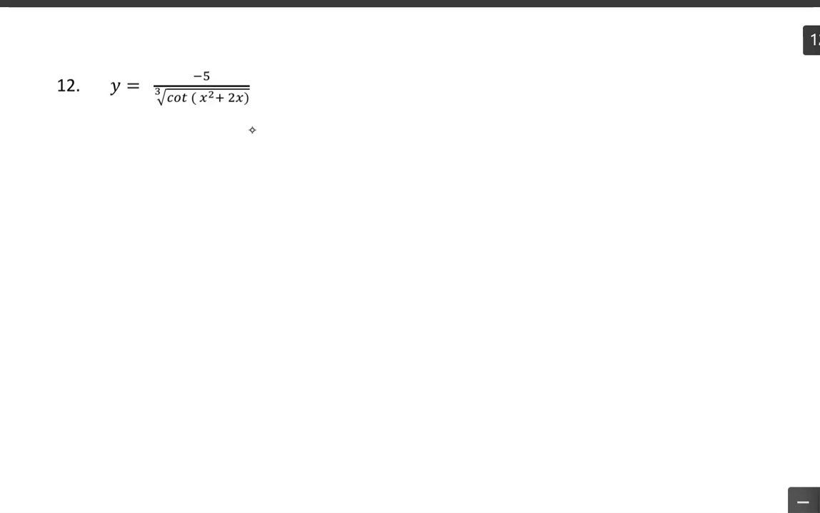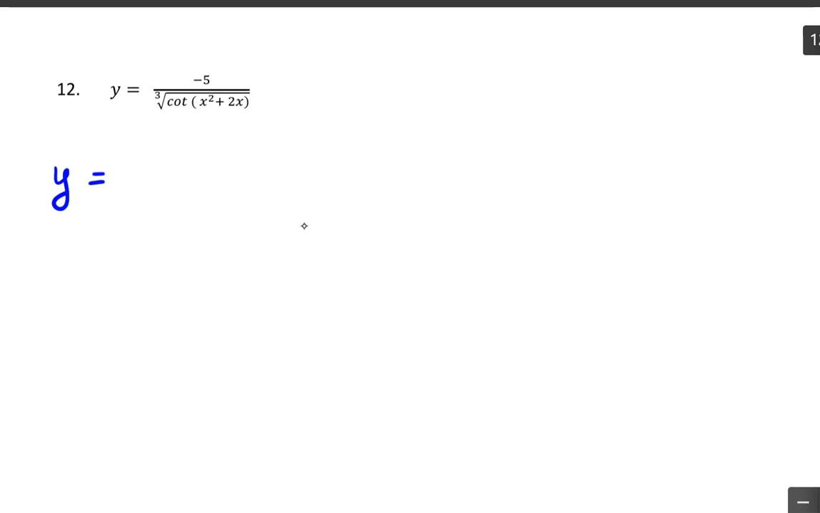The next step I'm going to write is just y, because I'm not going to differentiate yet. All I want to do now is rewrite my function so that I can present my exponent properly before I apply any rule to this.